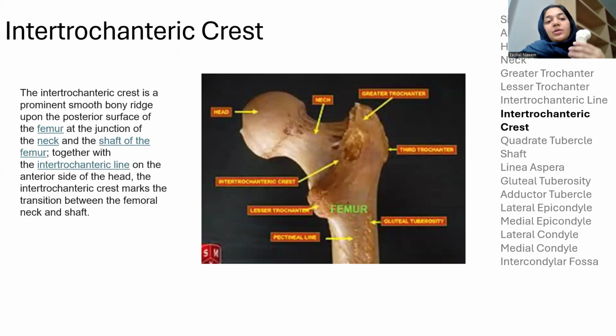Okay, so coming back to our intertrochanteric crest, the intertrochanteric crest is a prominent smooth bony ridge upon the posterior surface of the femur at the junction of the neck and the shaft of the femur, together with the intertrochanteric line. All of this marks the transition between the femoral neck and the femoral shaft.